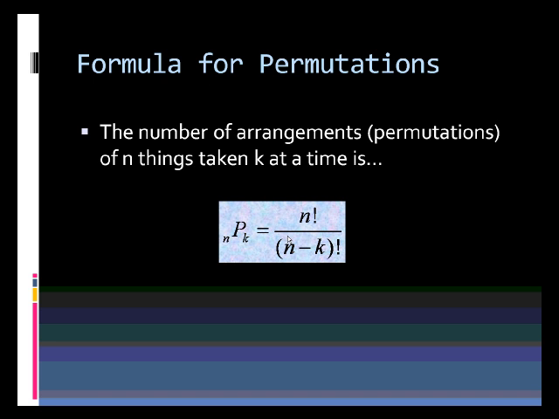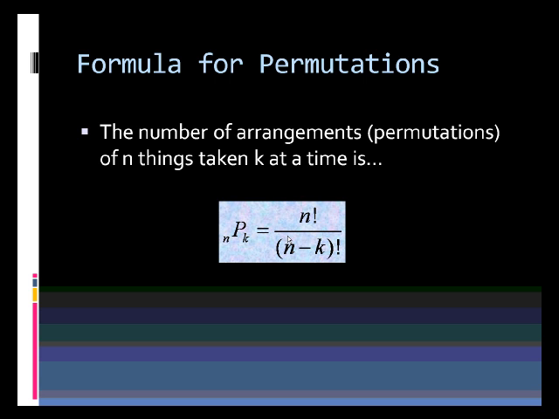Okay, why do you think we divide out n minus k factorial? Why would we do that? Yeah, it's those leftover possibilities that we don't care about, right? So we've got to get rid of them.